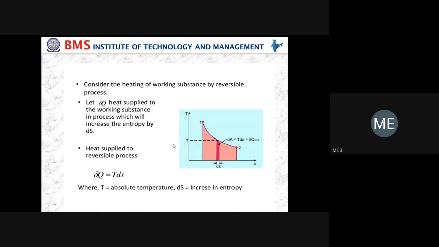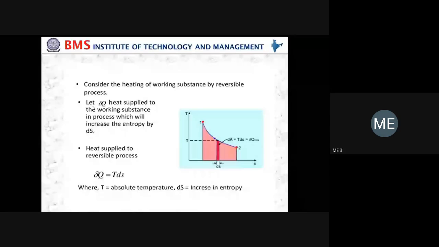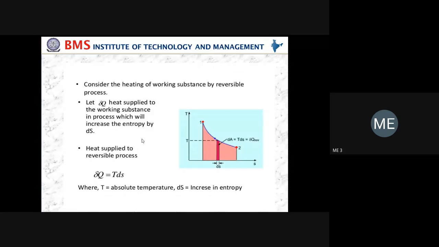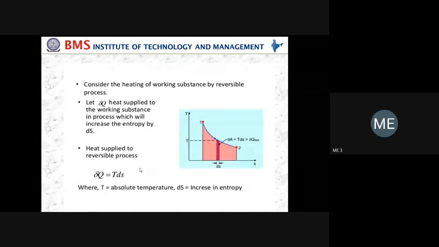Let dq be the amount of heat supplied to the working substance, in which the entropy of the system increases. Just as we have dW equals P into dV, like that we are going to write the equation: dq equals the product of temperature and increase in the entropy. That is T into dS, which is T times S2 minus S1, where S2 is the final entropy value.